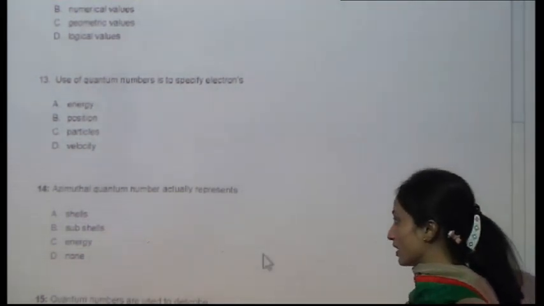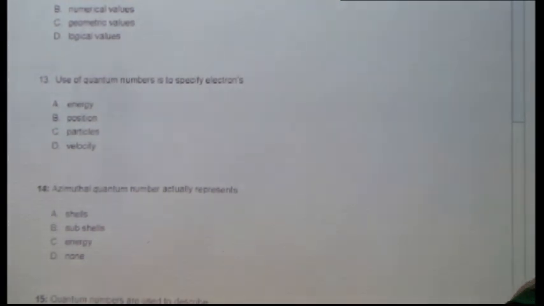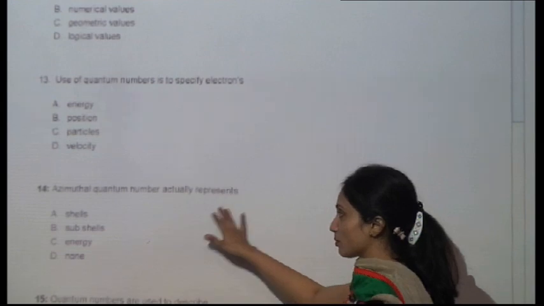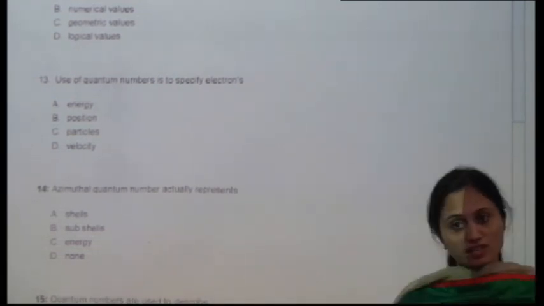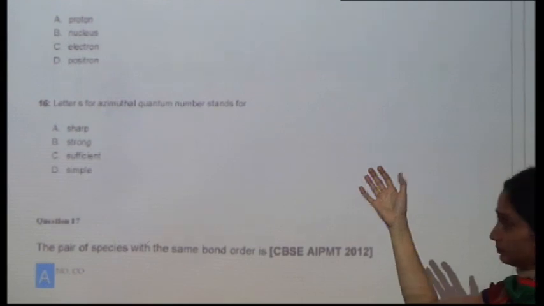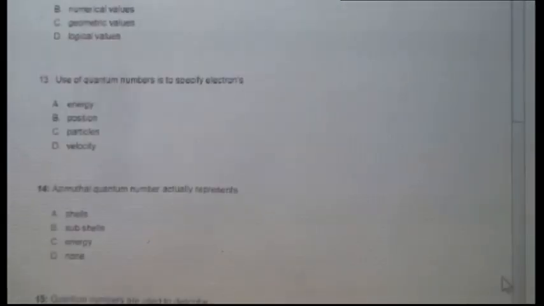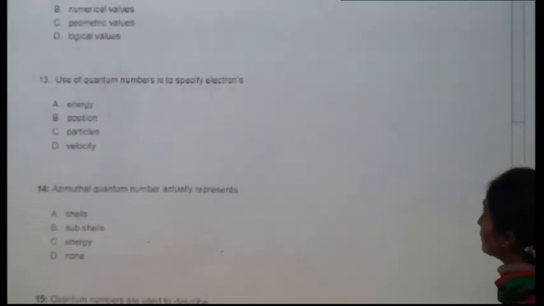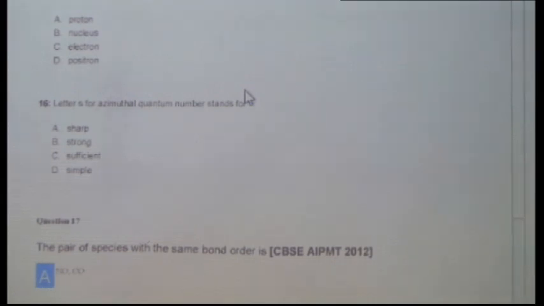Azimuthal quantum number actually represents your subshells. Answer it quickly. Quantum numbers are used to describe: proton, nucleus, electron, positron.